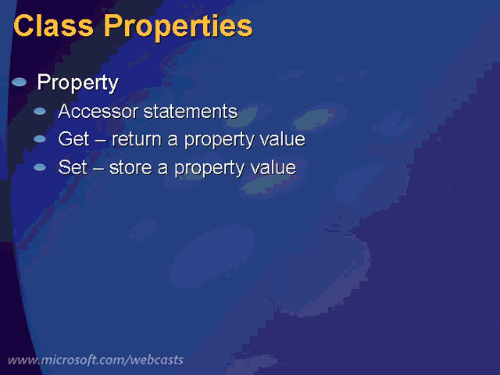So we talked a little bit about properties. This actually defines attributes for the particular class that we are defining, and it utilizes the accessor statements for accessing the values contained within these properties. So the get accessor returns a property value. The set accessor stores a property value.